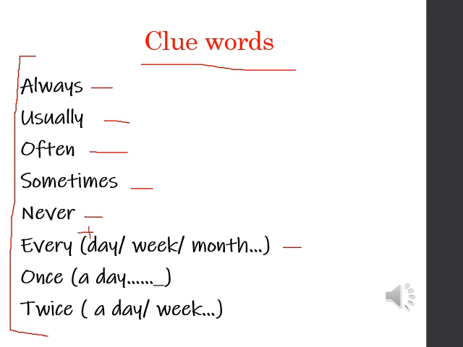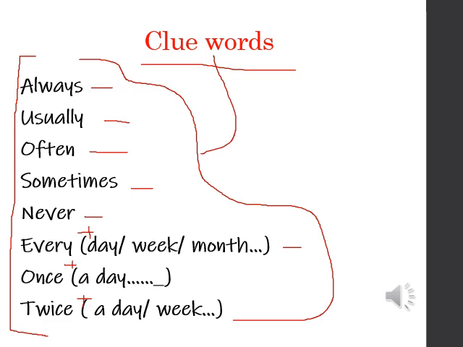يعني every plus a word. Once, مرة. Once a day. Once a week. Twice, مرتين. Twice a day. Twice a week. بمجرد ما أشوف هذه الكلمات أتذكر these are clue words and they indicate present simple. من أشوف هذه الكلمات أعرف أنه هذه الجملة هي مضارع بسيط.